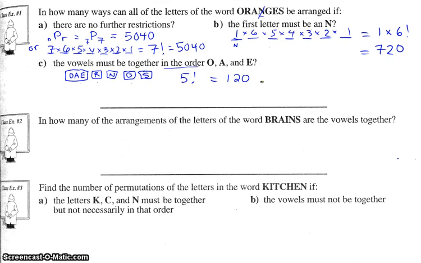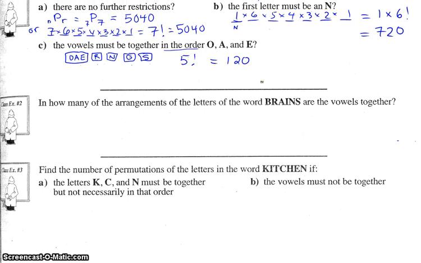Okay, in how many arrangements of the letters of the word brains are the vowels together? So vowels are A, E, I, O, and U, and sometimes Y. Don't worry about the Y thing, they'll probably avoid using Y in the question. Okay, so we have A and I going to be stuck together.